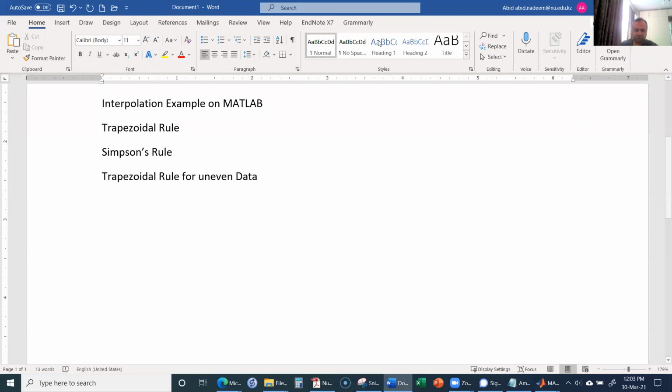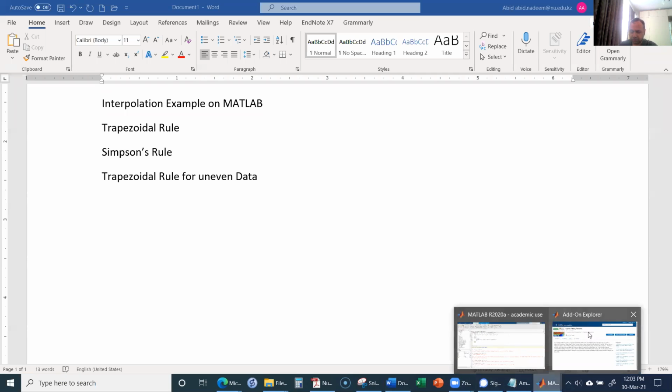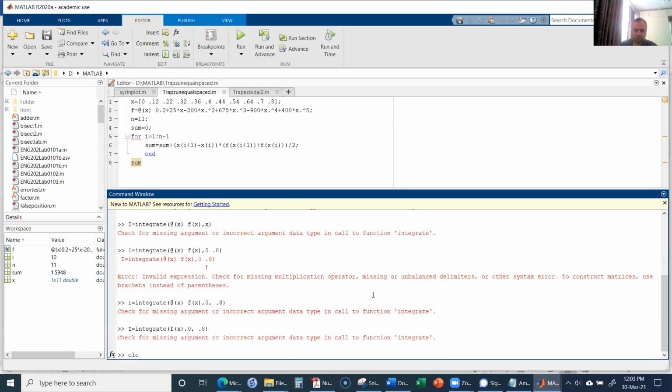So we will do these four things. Let's do the interpolation example. For the interpolation example, we will use sin x, a function of sin x, as an example. Let me go to Matlab. Can you see the Matlab? Yes. Okay, let me clear the screen.